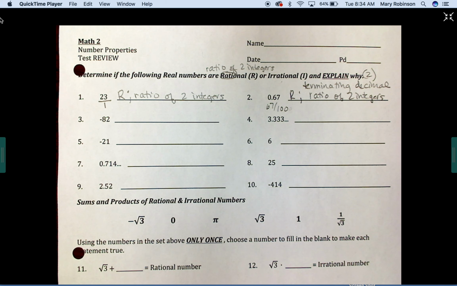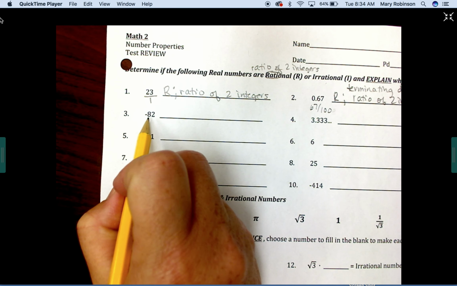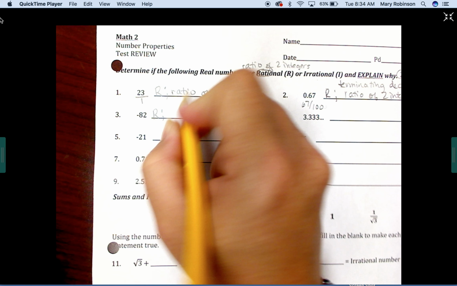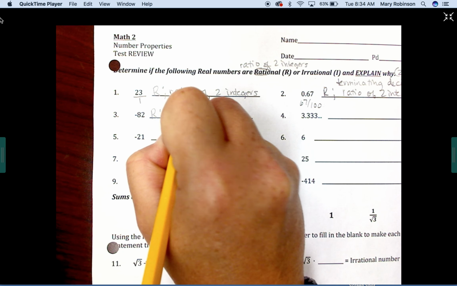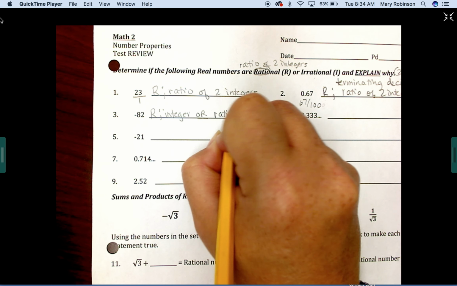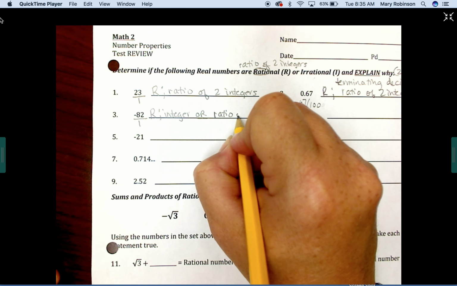For number 3, it is an integer because integers can be both positive and negative whole numbers. So therefore it is rational, and you can say it's an integer, or you can say it can be written as the ratio of 2 integers, as in negative 82 over 1.